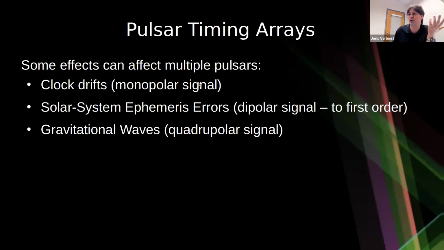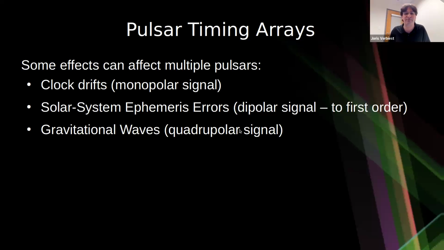Clock drift would provide monopolar correlations between pulsars. Solar system ephemeris errors, so that means an error in the mass or position of solar system bodies, because they all affect the location of Earth, obviously, would provide a dipolar signal. I say to first order because, of course, this also changes in time and the direction of the dipole moves around. And so it's a little bit more complex than just a plain dipole, but fundamentally it comes down to that. And then gravitational waves, the ultimate signal that we're aiming for, are obviously quadrupolar correlated.